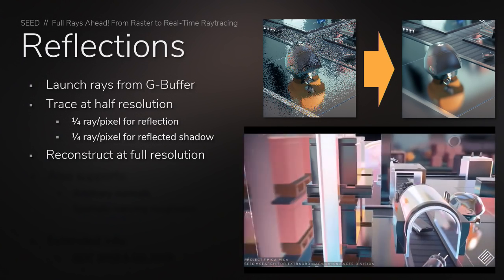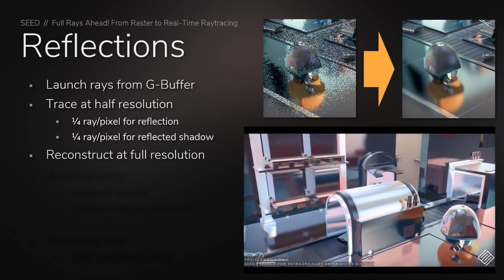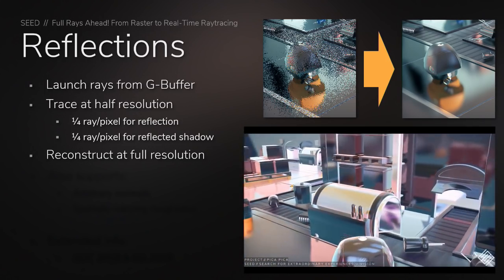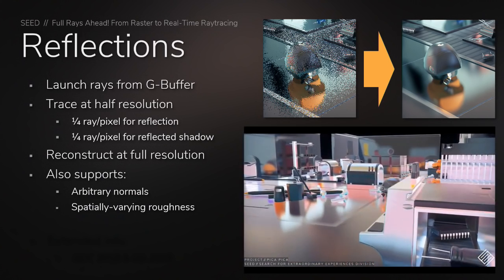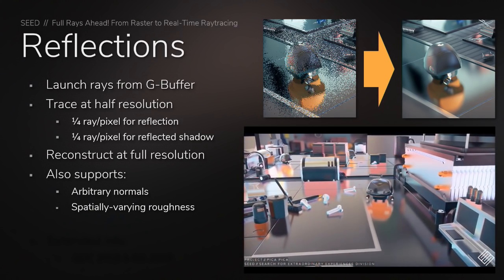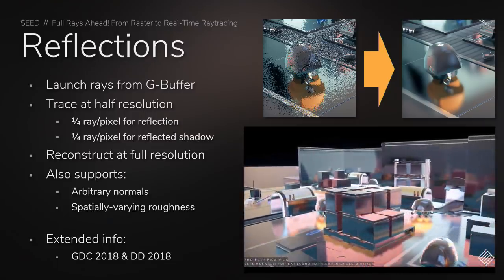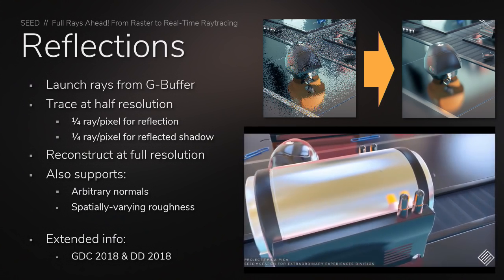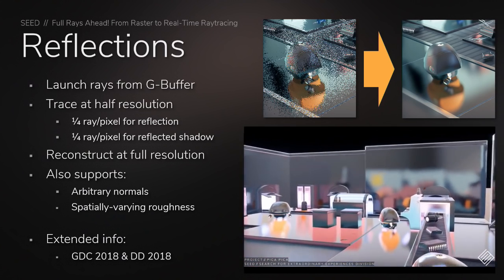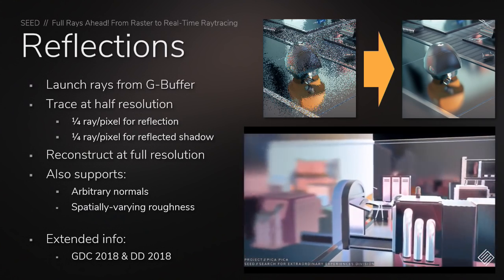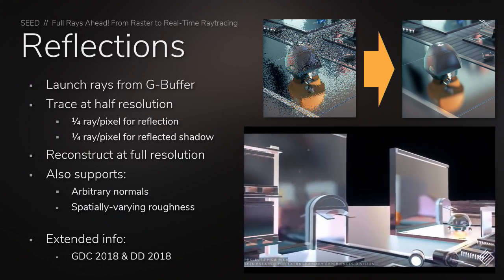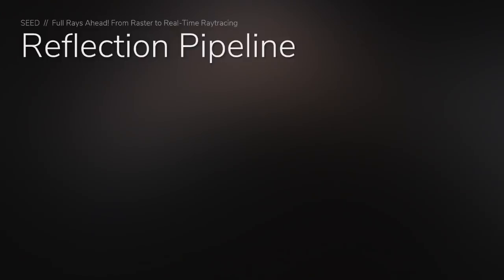And so the thing is, this works for hard reflections, but you need to support arbitrary normals and varying roughness. Our approach first combined this with screen space reflections for performance, but in the end we just ended up ray tracing for simplicity and uniformity. We've talked about this extensively at GDC and Digital Dragons, so make sure to check out those talks. But if you haven't seen those talks, I'm just going to give you a high level overview, not going into too many details, of how the reflection pipeline works.